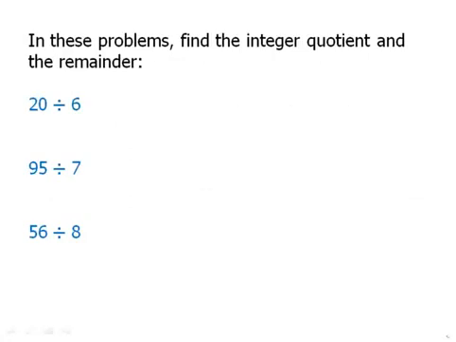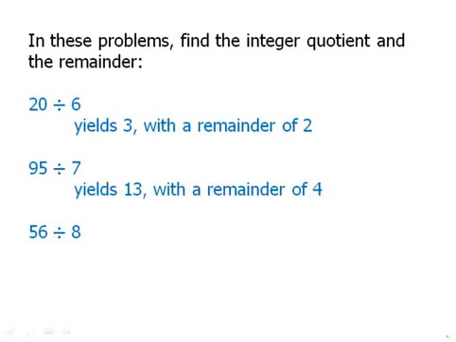In these problems, find the integer quotient and the remainders. Try and do this without a calculator. Pause the video and then I'll talk about these. 20 divided by 6, well obviously 6 goes into 18 3 times and we have 2 left over. 95 divided by 7. This is a little bit trickier. You have to know that 91 equals 7 times 13. And so it goes in 13 times with 4 left over. 56 divided by 8, of course 8 goes into 56 an even number of times. It goes in 7 times and we have no remainder. So for that we can actually just write the equal sign and note that we have no remainder at all.